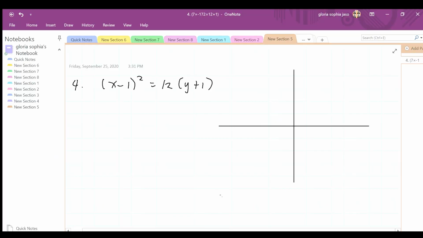So for our fourth example, we will graph the equation (x minus 1) squared equals 12 times (y plus 1). The opening of our parabola is upward since this part is squared.